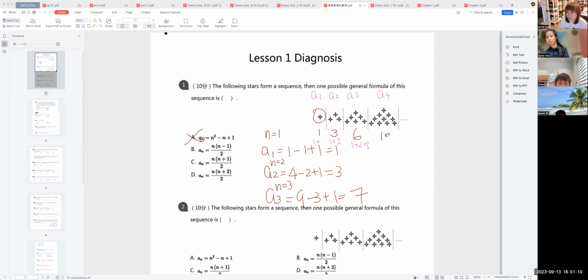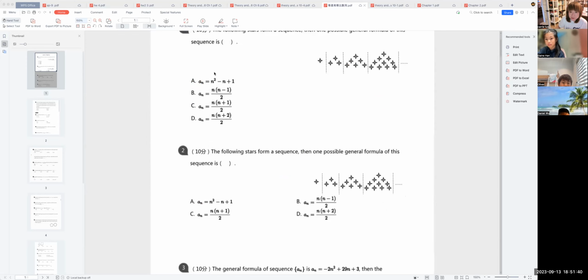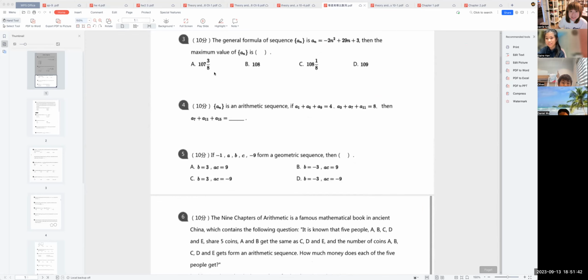Daniel has already noticed it. A4 is 1 plus 2 plus 3 plus 4, right? Elaine, do you see the last number is exactly the number of terms? That's why it is 1 plus 2 plus 3 plus all the way to n, correct? So how do we do this? It's (1 plus n) times n divided by 2. So the answer is C. Do you get it? Okay. Daniel, you finally saved yourself. Save your butt. Let's take a look at number 3.